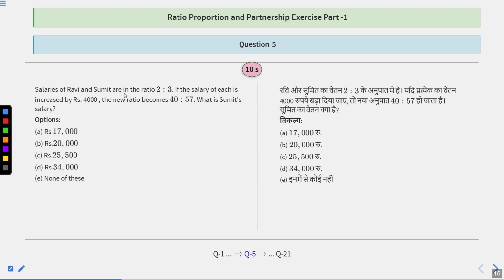Salaries of Ravi and Sumit are in the ratio 2:3. If the salary of each is increased by 4,000, the new ratio becomes 40:57. What is Sumit's salary? You have 5 options and 10 seconds to analyze the question. Your time starts now.